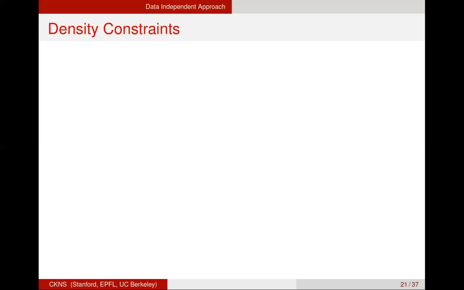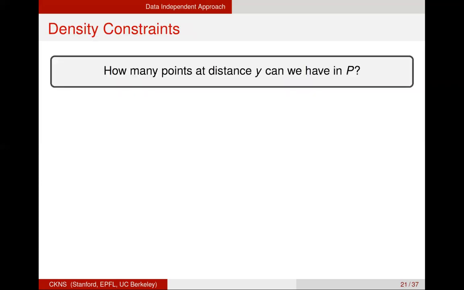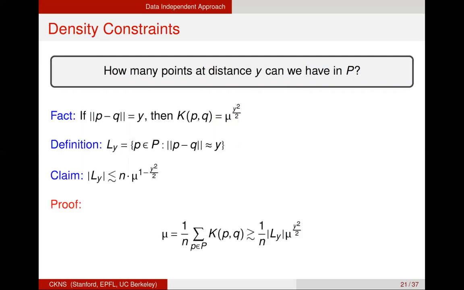The second property that we need to check is density constraints. This is a nice observation that we made about the dataset. We ask the following question: how many points at distance y can we initially have in our dataset? Remember that points at distance y are contributing mu raised to the power y squared by 2. So we can have at most n times mu raised to the power 1 minus y squared by 2 of these points, since if we had more points, the density at q would be higher than mu, which is not possible in this case. The proof is just a one-liner, as you can see in this slide.